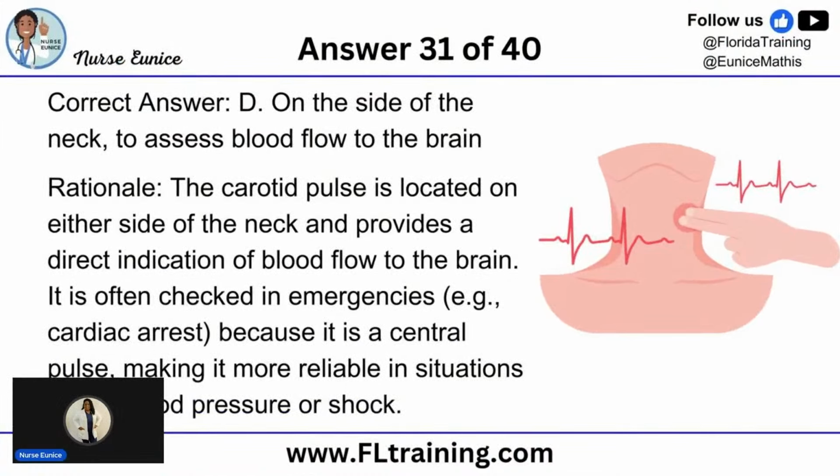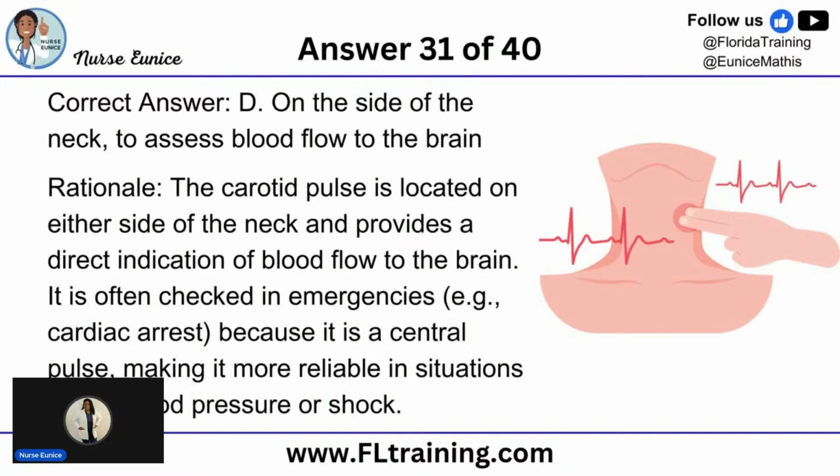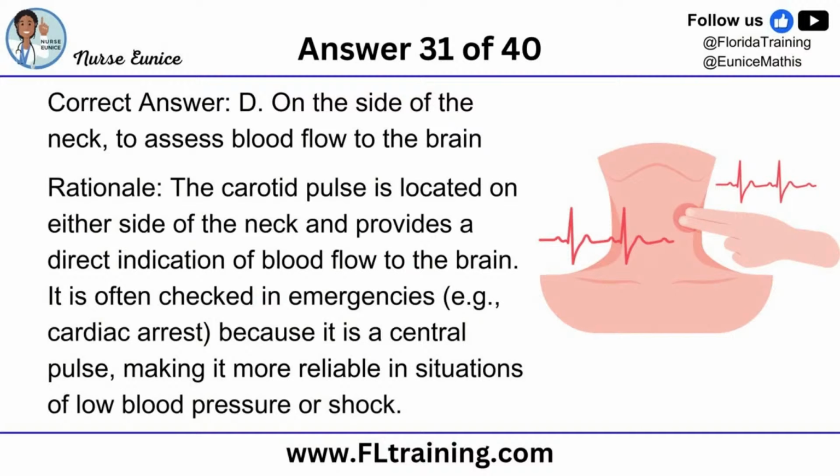It is D, on the side of the neck, to assess the flow of the blood to the brain. Let's see, a lot of you all chose C. So I have, you all are right. It is C. It's not D. I just have my numbers incorrect there. So it is C. The carotid pulse is located on either side of the neck and provides a direct indication of the blood flow to the brain. It is often checked in emergencies.